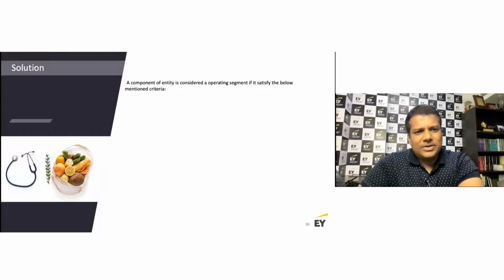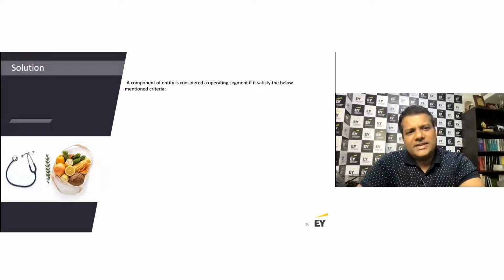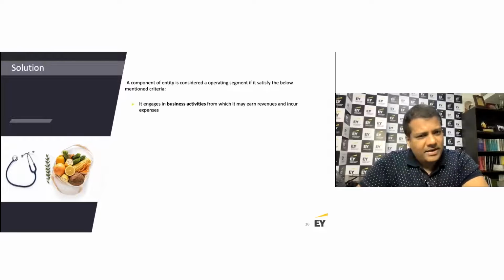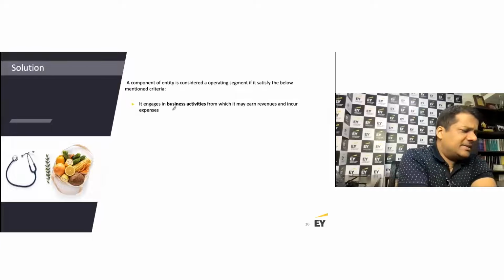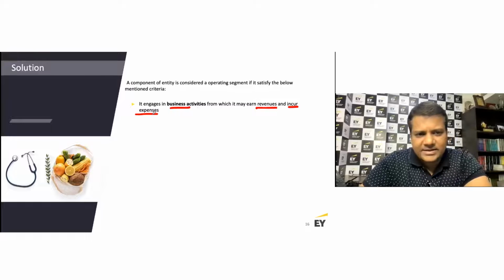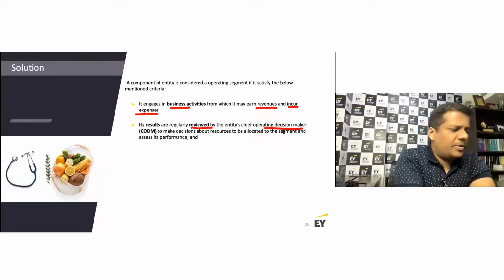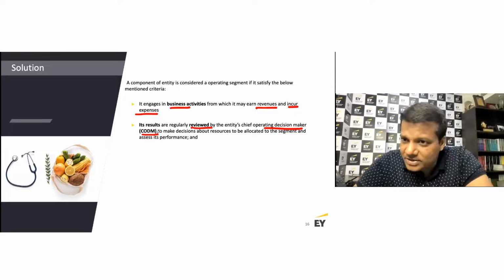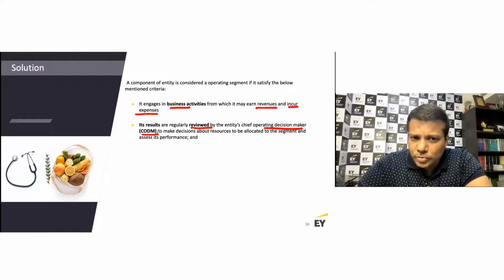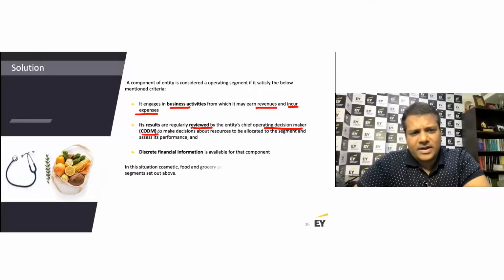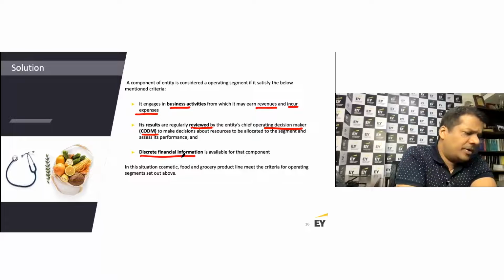Let's look at the solution. A component of an entity is considered an operating segment if it satisfies the below mentioned criteria. It engages in business activity, earns revenues, and incurs expenses. Fantastic. Results are regularly reviewed by the chief operating decision maker to make decisions about resources to be allocated to the segment and assess its performance or performance evaluation. And the discrete financial information is available, right?